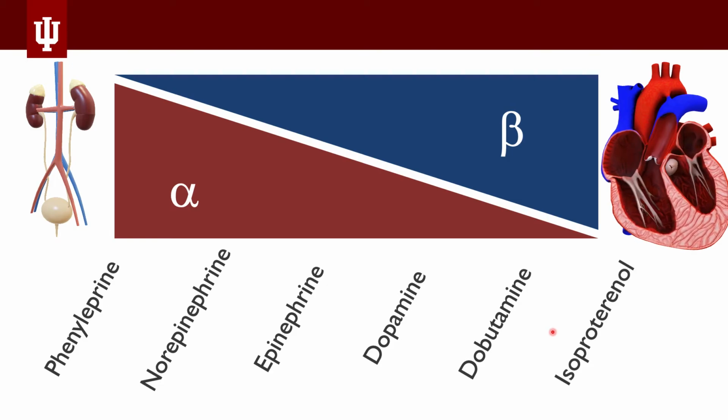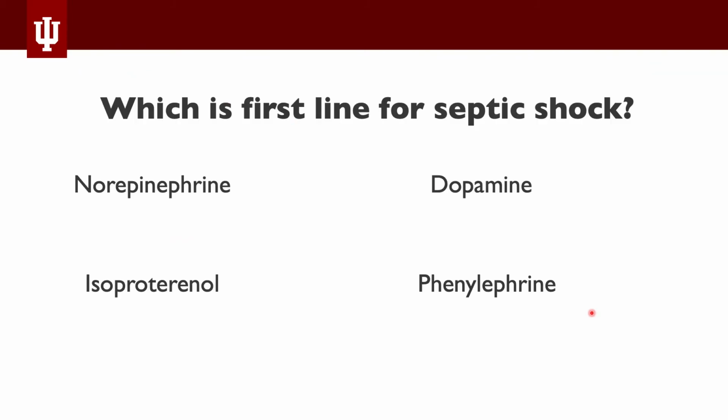And then finally, we have isoproterenol, which really helps with chronotropy. It will help the heart to squeeze faster, but again, can cause some hypotension because of vasodilation. All right, that does it for the adrenergic receptors.